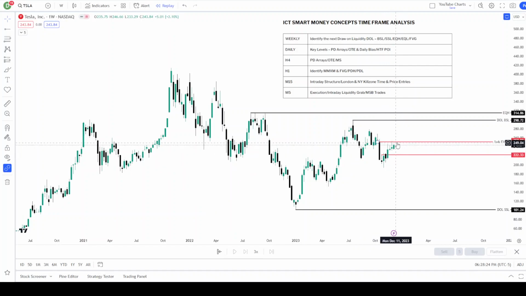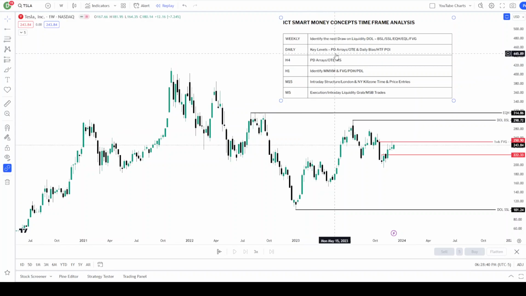It would just potentially take 1 more week and we could close a candle above that. And if that's the case, we're heading for internal buy side. We're heading for external buy side up here at 300. So then we're going to drop down into the daily chart. We're going to look at the key levels. We're going to look at premium discount arrays.